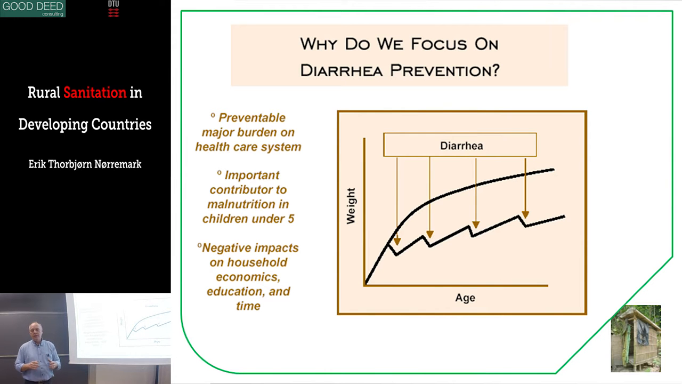Why do we focus on diarrhea prevention? It's a major burden for the families and the health system. You have to take care of the sick children, or if the children die, it's also a burden for the family. It has an adverse effect on the small children under 5. They don't grow so much. They're not so active in school later. They don't learn so much, so they'll be behind in development. We have the table here looking at the weight development according to age, and it's also slower. So it will have a negative impact on household economy, education, and the time spent.